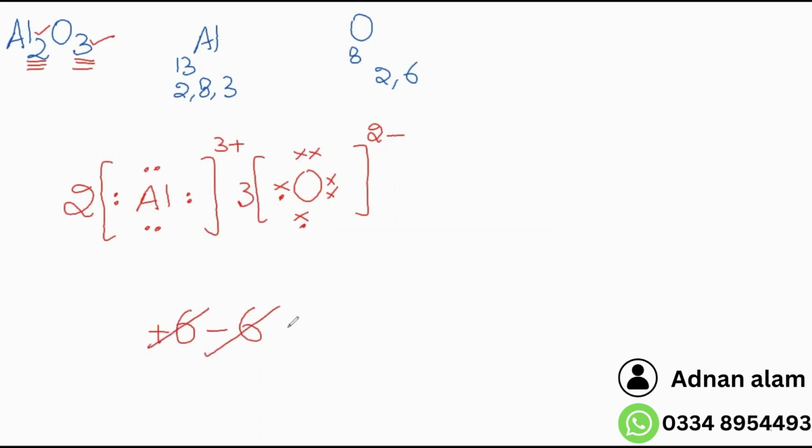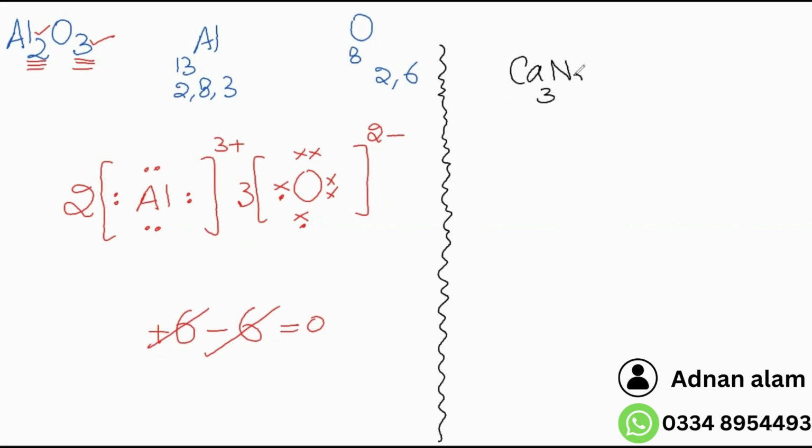So total positive and negative charge again is 0, and that is why this dot and cross formula will be considered correct. So in this way, you can deal with dot and cross diagrams. For example, this is Ca3N2, calcium nitride.